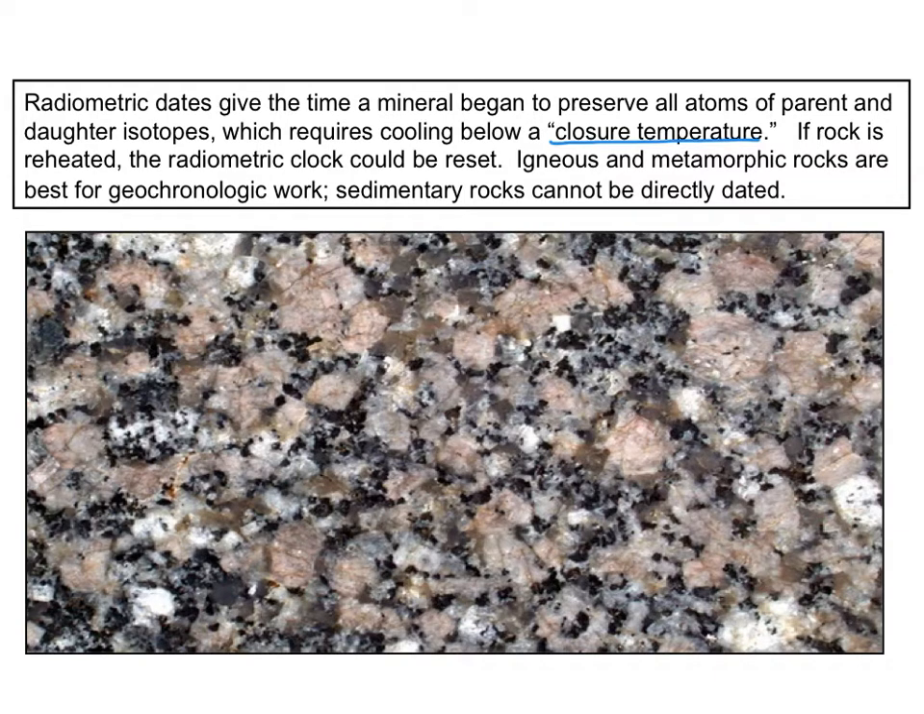Likewise, if the mineral or the rock that contains it is ever reheated, you could reset that radiometric clock. Something to think about. Igneous and metamorphic rocks can be directly dated using these isotope techniques that I'm going to discuss. Sedimentary rocks cannot, because by their very nature, sedimentary rocks are just the recycled equivalents of the original rocks that contained those little ticking clocks. And the sedimentary system is not hot, so it can't reset those clocks.